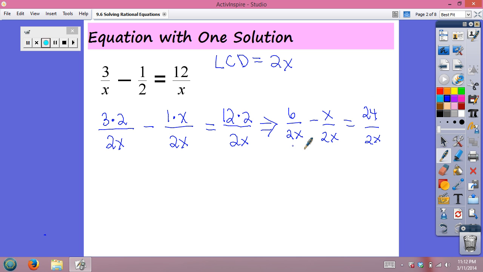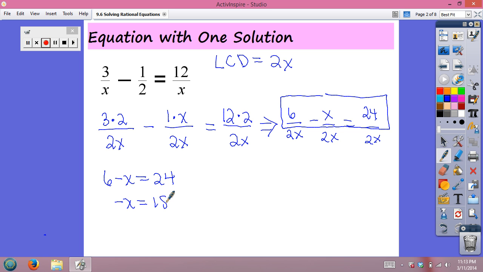Notice now we have the same denominator in all of our fractions, so what we're allowed to do is simply work with the numerator from there on. So we have 6 minus x is equal to 24. Solving for x, we get negative x equals 18. Divide by negative 1, you get x is equal to negative 18. And that is your solution.